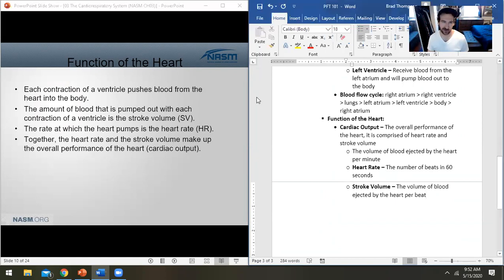Now, we can't really measure stroke volume, at least not very practically in a gym setting. We can't measure how much blood is being ejected by the heart. But we can measure your heart rate. And because we know it's an equation, the performance of your heart, the function of your heart, is made up of stroke volume and heart rate multiplied together. Actually, I should put that formula down here.